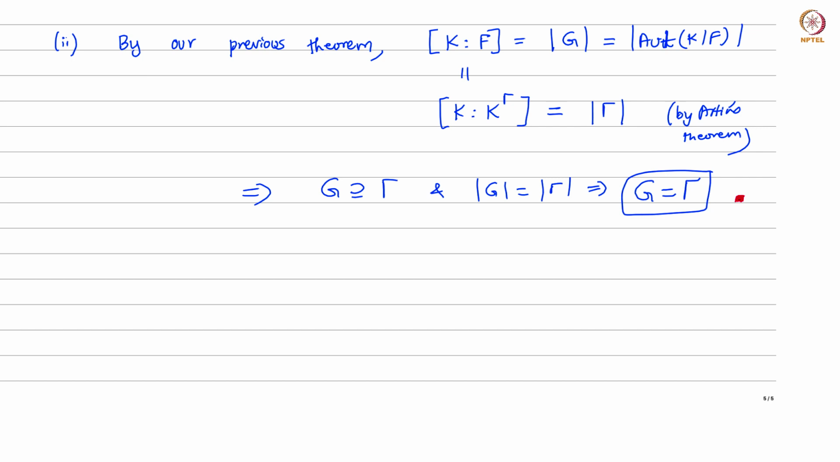So all of these arguments are a small piece of this broader thing of Galois theory. We will soon see that this forms part of what's called the fundamental theorem of Galois theory. That's going to be what we'll do next.